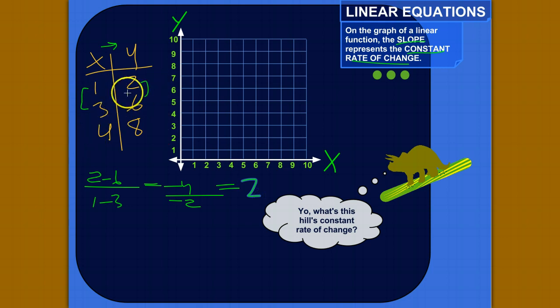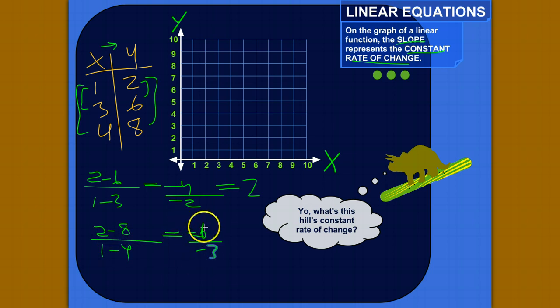And just to show you that there is a constant rate of change here, I'll do the rate of change between two other points. So the difference in y is here, so 2 minus 8, over the difference in x, so 1 minus 4. 2 minus 8 is negative 6, and 1 minus 4 is negative 3.